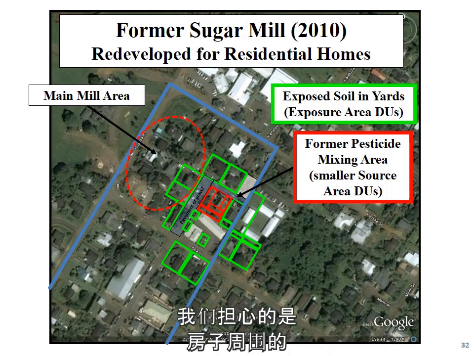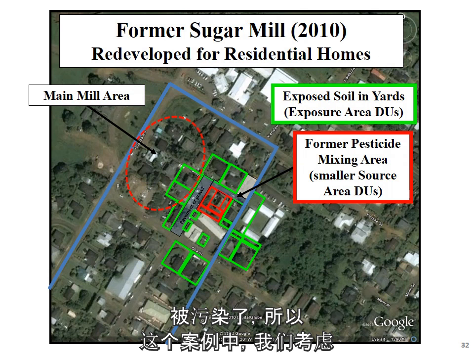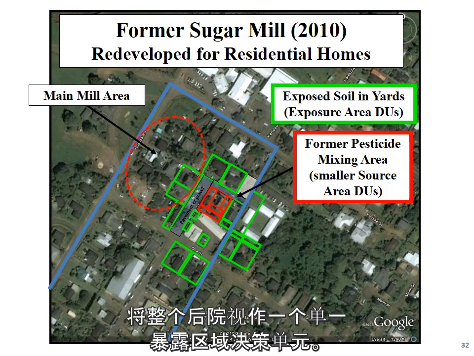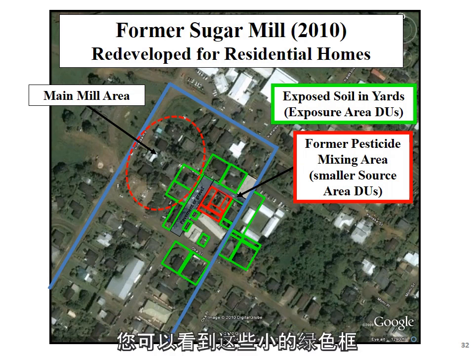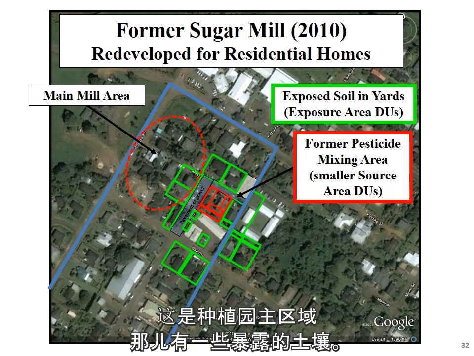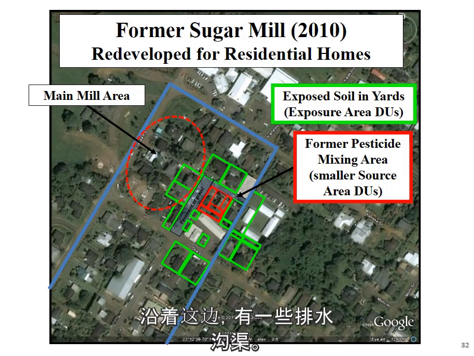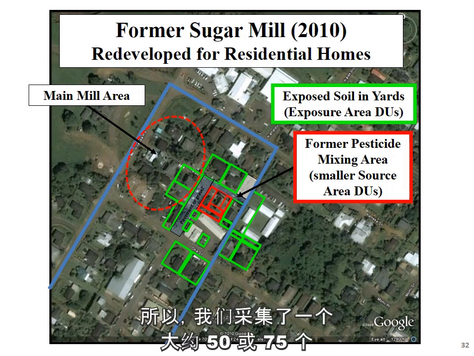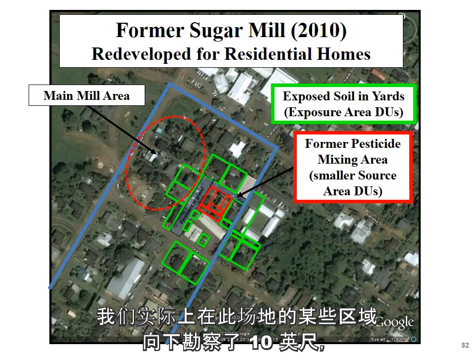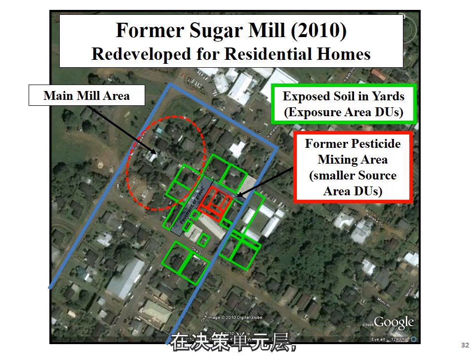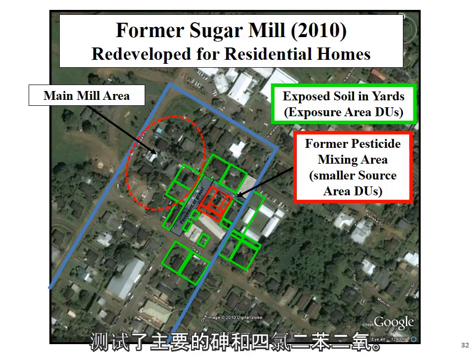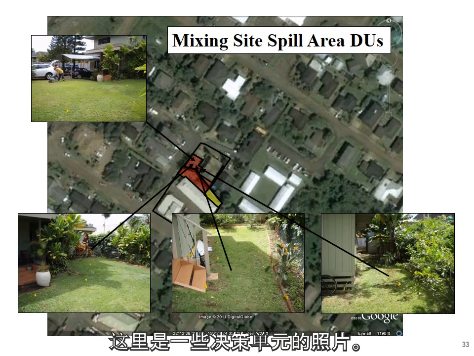We're concerned about the houses around here, these open lots. Each one of these, we're less concerned about them being contaminated, so in that case we did consider the entire yard as a single exposure area decision unit. You can see these small green boxes here are just planter areas where there was some exposed soil, and then some drainage ditches along the side here. So we collected, again, one multi-increment sample in each one. We actually went down to 10 feet in some areas at this site with decision unit layers and tested mainly for arsenic and dioxins.